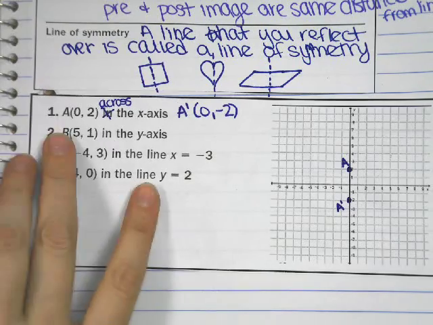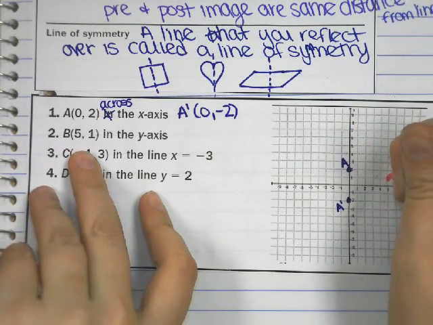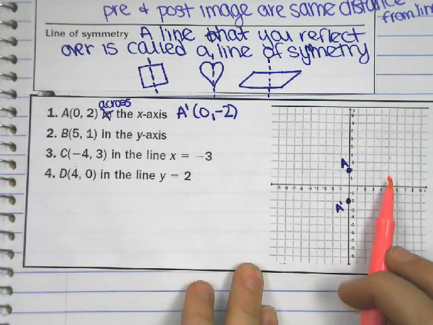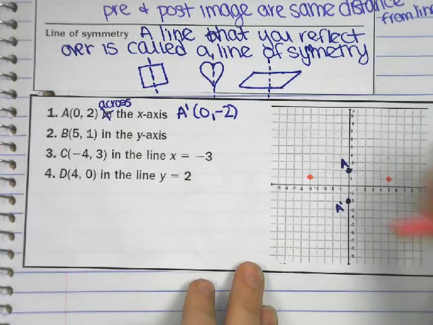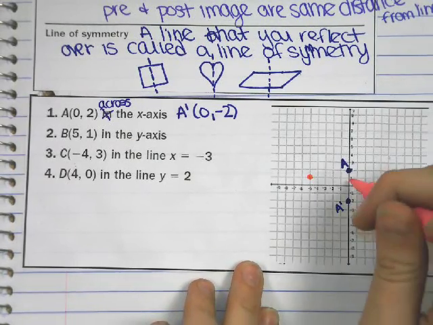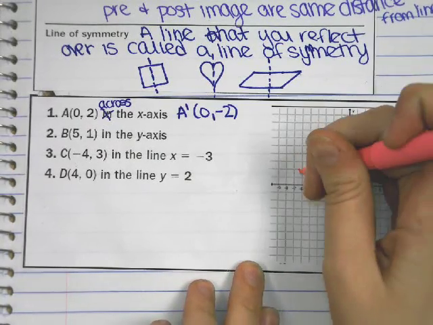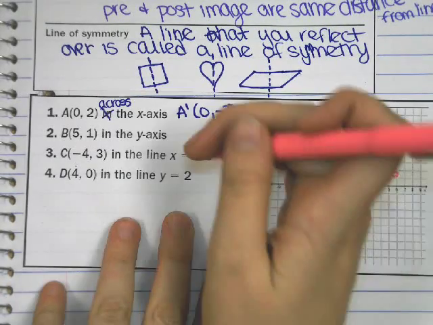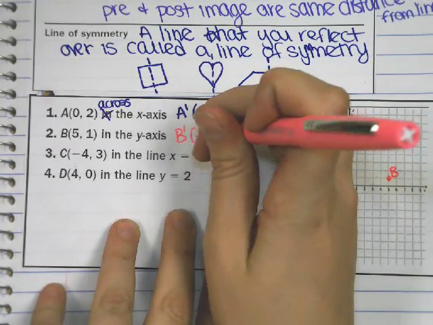All right, now we're going to flip point B, (5, 1), right here, and they want to flip it across the y-axis. Remember, the y-axis is up and down. So you're going to take this point and flip it directly across, and it's going to land right over here. Remember, same distance from the y-axis. This was B, and this one is B prime. That's pre-image, post-image. So B prime is at (negative 5, 1).